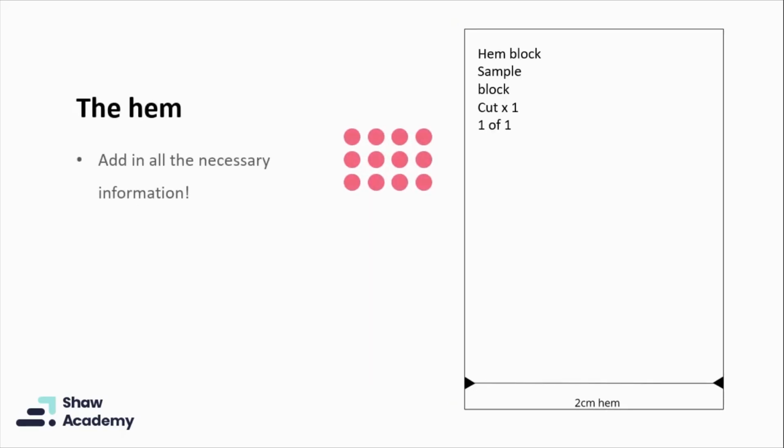Remember to add in all the important detail. So you can see that this is the hem block, it is a sample block. I only need to cut it once and it is only one pattern piece.